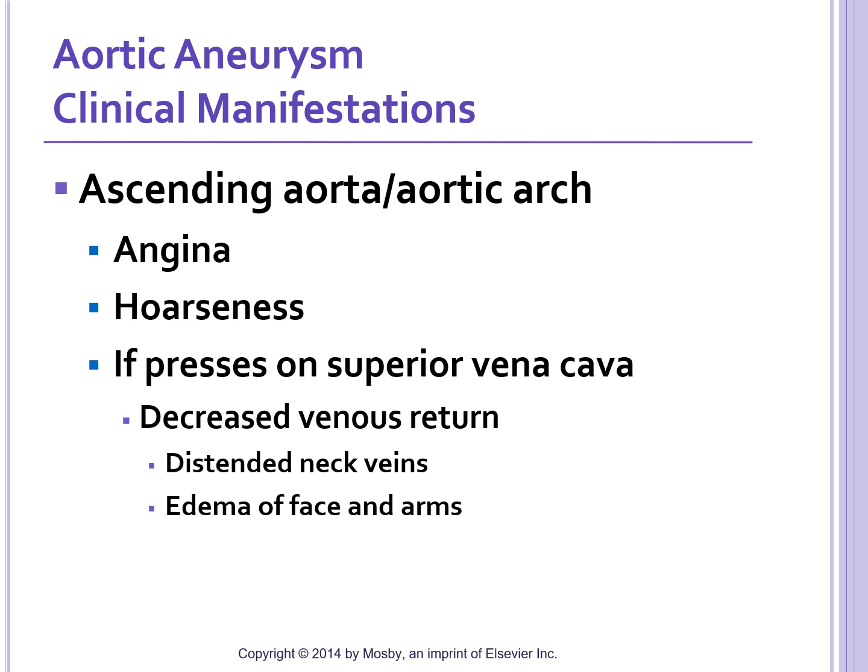An aneurysm within the ascending aorta or aortic arch is more likely to have symptoms because there's not a lot of room for things to grow without pressing on something or causing some sort of symptoms. So patients can have angina, secondary to decreased coronary blood flow, hoarseness, and even dysphagia. And again, that is from pressing on either the laryngeal nerve or the esophagus, depending on how big this aneurysm is. If the aneurysm winds up pressing on the superior vena cava, we can get edema in the face and arms, and even some JVD just because they don't have the venous return.